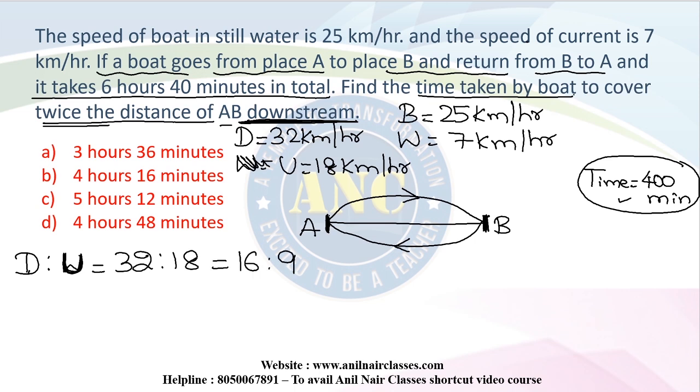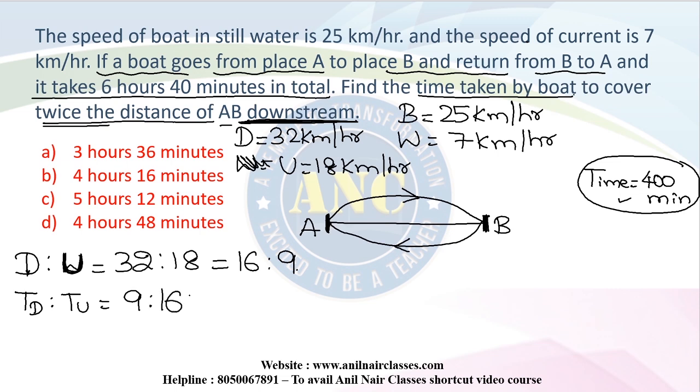Now, can I say that a boat is traveling from A to B and the boat is coming back from B to A? The distance is constant. Distance is not changing. The distance from A to B and from B to A is constant. So the speed ratio from down to up is 16 is to 9 and the distance is constant. If the distance is constant, speed and time are inversely proportional to each other. If the speed ratio is 16 is to 9, the time ratio will be the reverse of 16 is to 9. It is 9 is to 16.